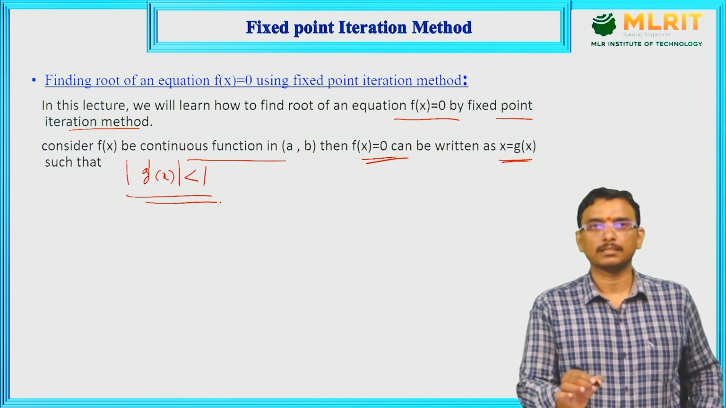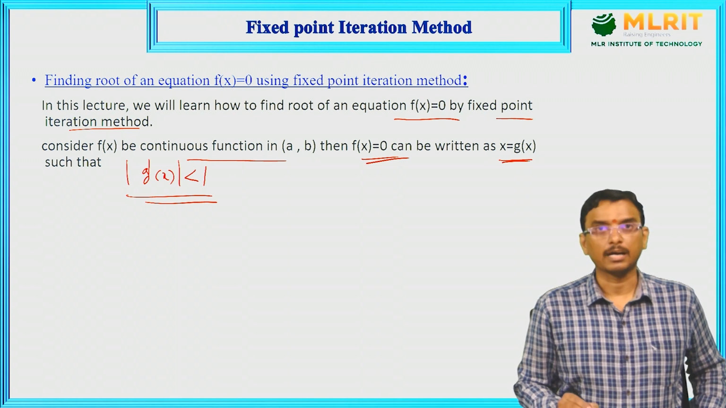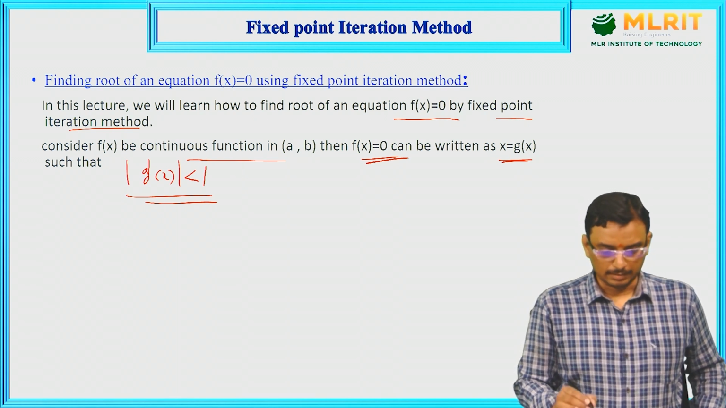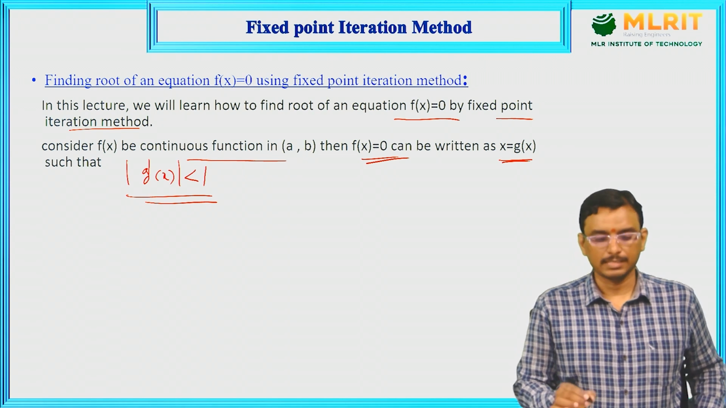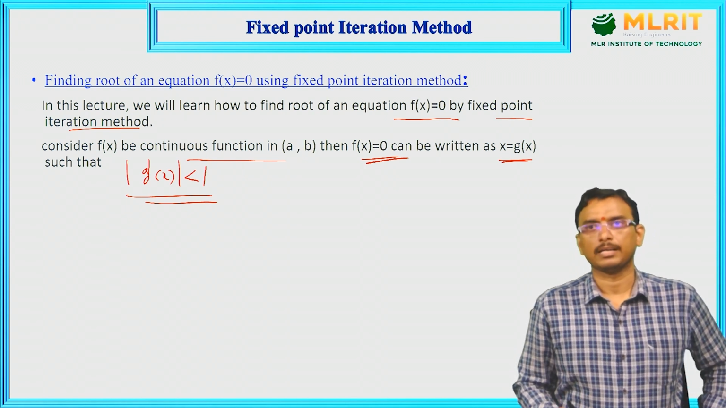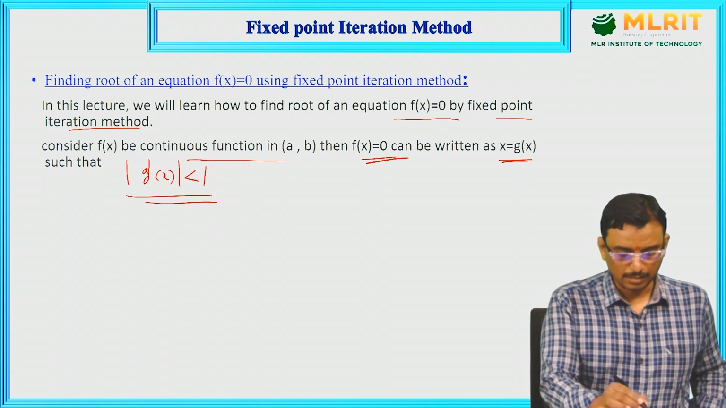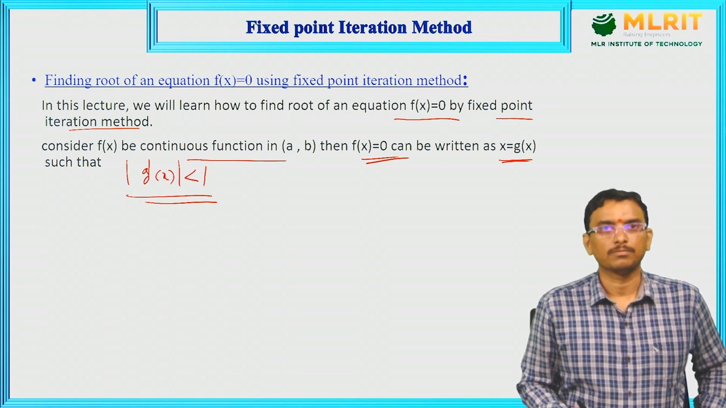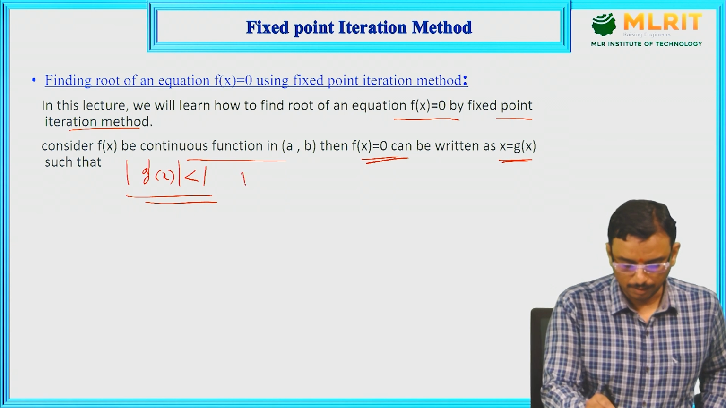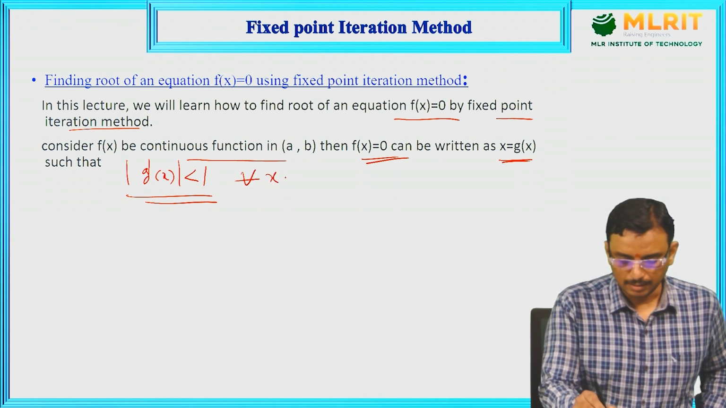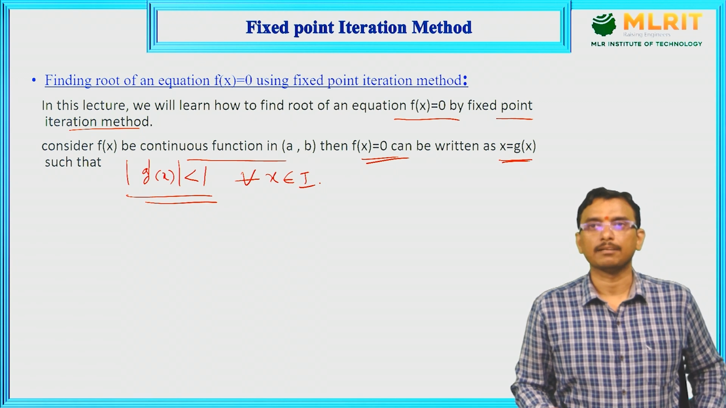If this condition holds, that is convergent, then only the iteration method exists, otherwise it does not exist. If it is divergent, the iteration point does not exist. So that's why we take this condition as the absolute value, or maximum value, of g dash of x is less than 1 for every value of x lying in the interval I.